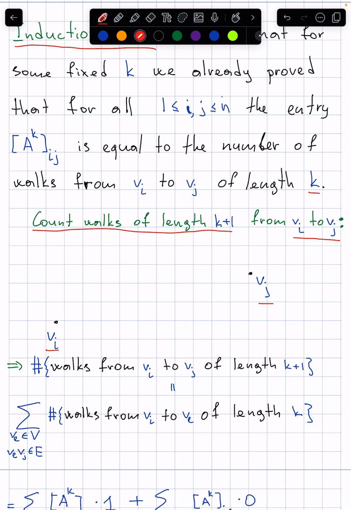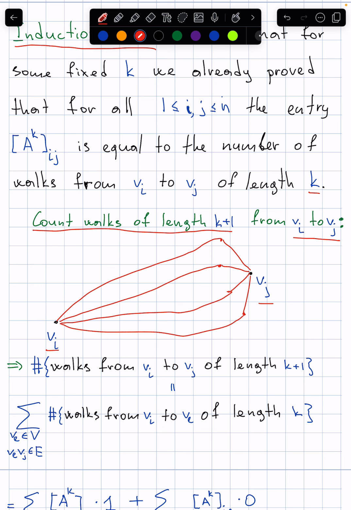So we need to reduce walks of length k plus 1 to the walks of length k. How are we going to do that? Well, if we want to get from vi to vj in exactly k plus 1 steps, then we have to get to one of the neighbors of vj in k steps. So we consider all the neighbors of vj, and then we need to get to one of them in exactly k steps.